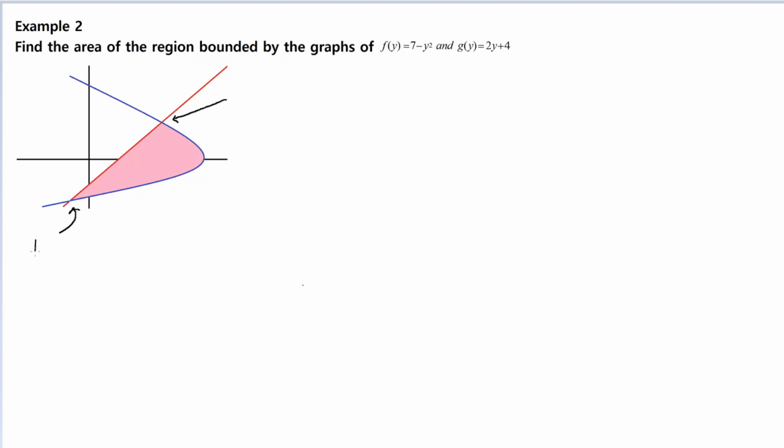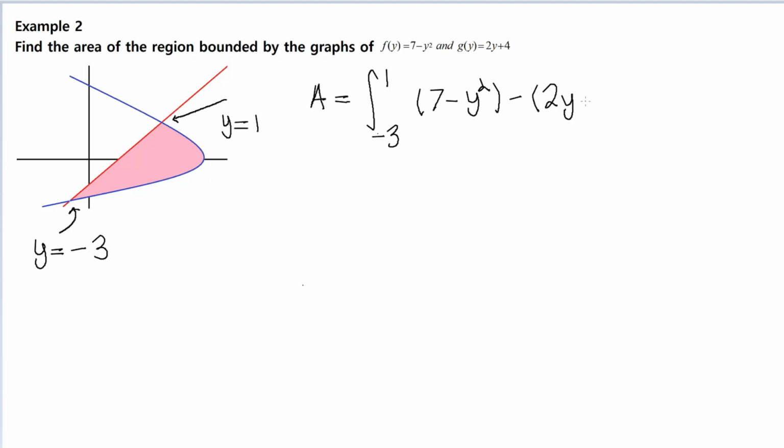And you could solve this out once again using a system of equations. You'll find that they intersect at negative 3 and y equal to 1. So our area will be the integral of negative 3 to 1. Your right function being 7 minus y squared, subtract your left function 2y plus 4, dy.